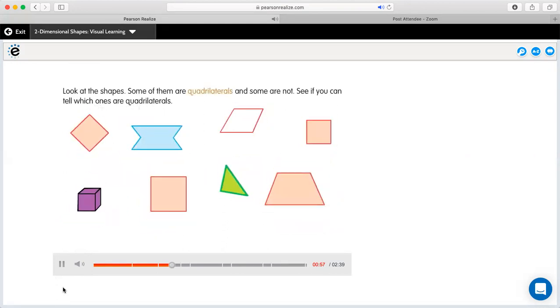Look at the shapes. Some of them are quadrilaterals and some are not. See if you can tell which ones are quadrilaterals. I'll give you a clue. Quad means 4, just like tri meant 3. So before I click play again, I want you to see if you could point to the shapes that have 4 sides, 4 vertices, 4 angles.